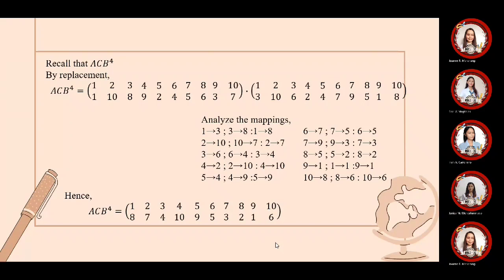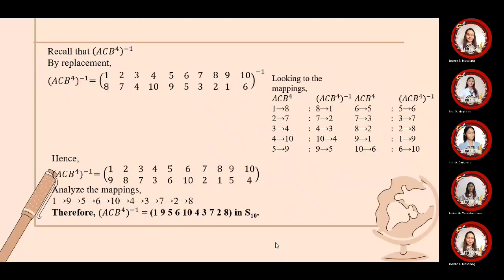So our A times C times B raised to 4 will be 1 maps to 8, 2 maps to 7, 3 maps to 4, 4 maps to 10, 5 maps to 9, 6 maps to 5, 7 maps to 3, 8 maps to 2, 9 maps to 1, and 10 maps to 6. So by replacement, we will find the inverse of A times C times B raised to 4.